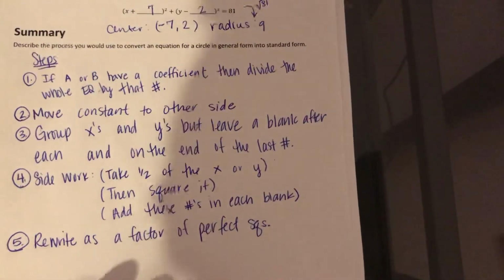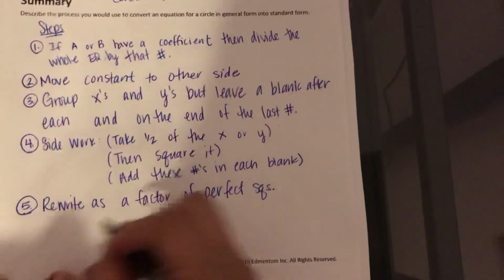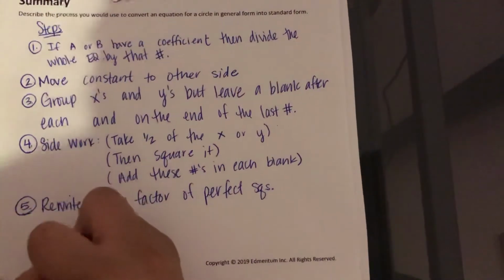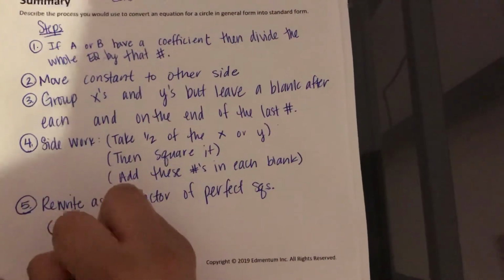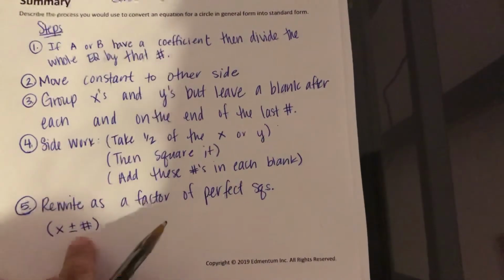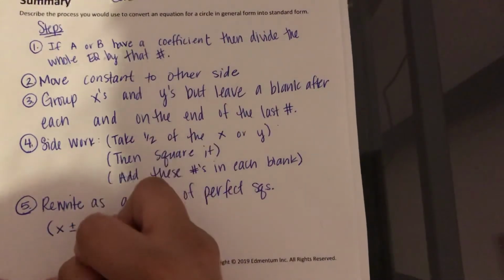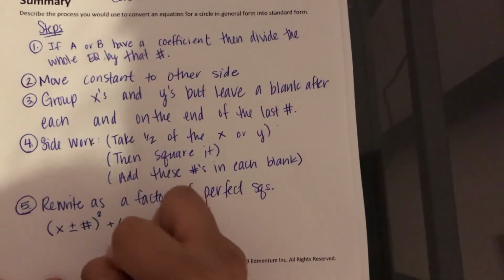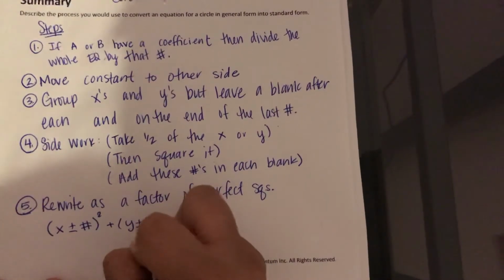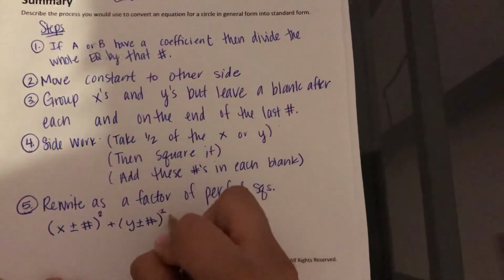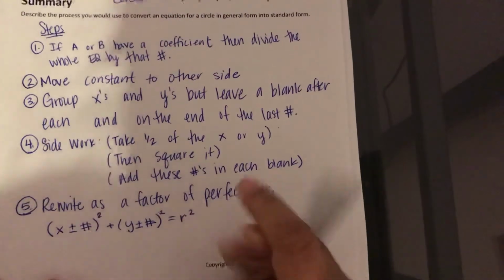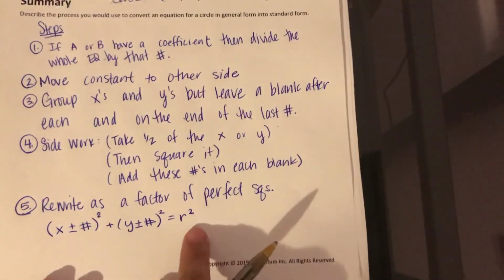And I'll give you a quick example of what that is, and we're basically done after this. It's going to be like x plus or minus some number, and that number, again, is the number that you got when you halved the x or when you halved the y, squared, plus y plus or minus some number, and it's squared, equals r squared. So remember, that number you get at the end is r squared.